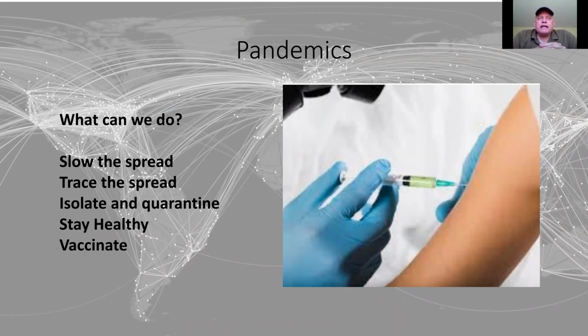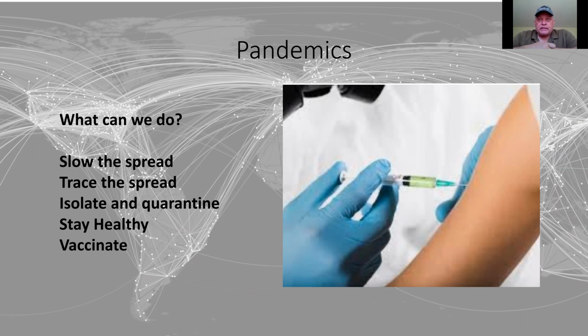And then you want to isolate and quarantine people so that if they are sick, they will not be able to spread the disease to other people. That's the main reason why you isolate, so you won't spread it to other people. But you also isolate so you won't be in contact with people that have it and you won't get it too.